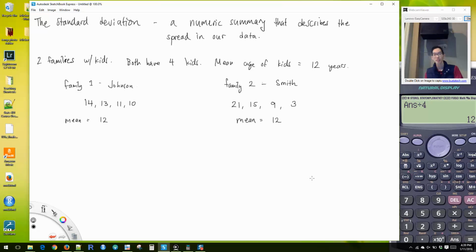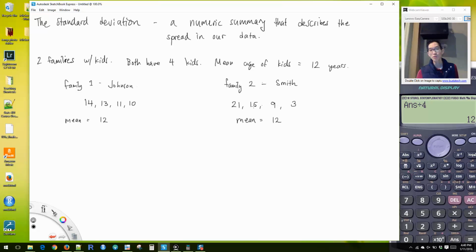I think we would be missing a lot if you said, oh, these two families are practically the same. They both got 4 kids, and the average age of the kids is 12. Both of those statements are true, but do those statements capture the entire picture? No, right? The picture of the Johnson family is very different. You've got 4 kids that are fairly close in age, so you don't have a whole lot of difference.